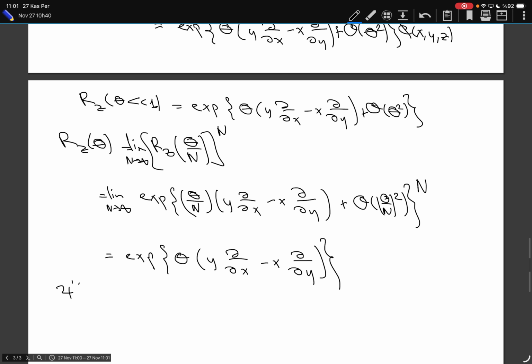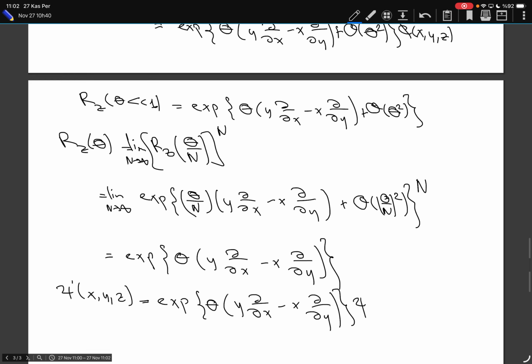So my wave function, my function, after rotations around the z-axis takes this form. This is my new function after I rotate it.